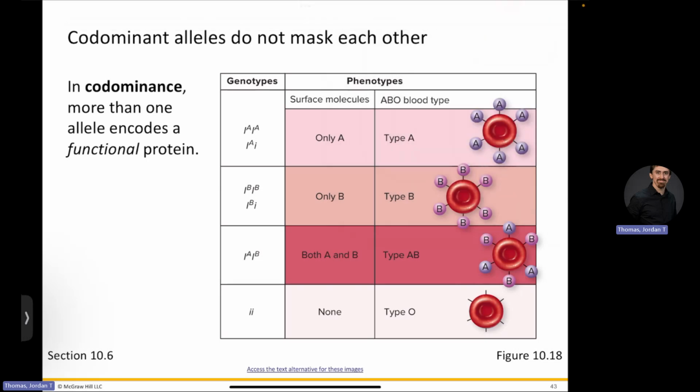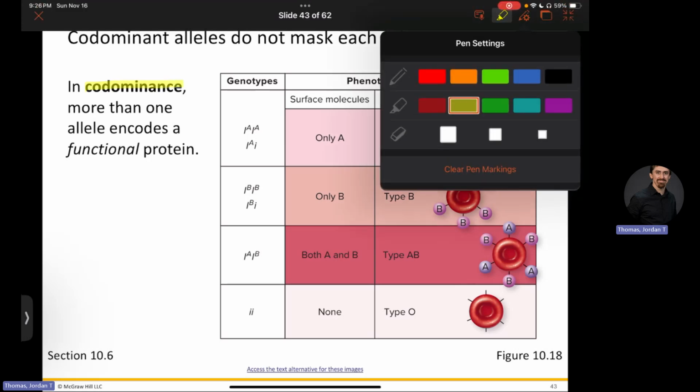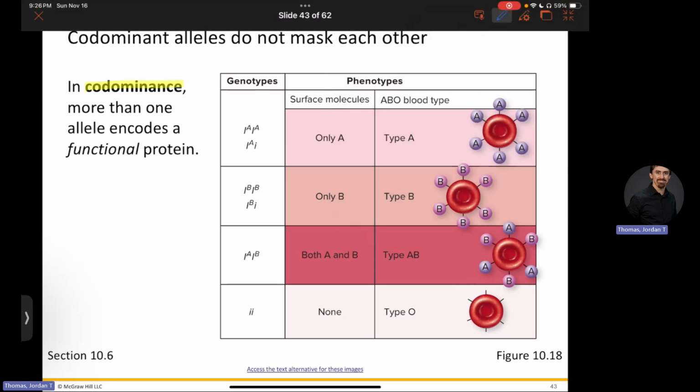The next example is codominance. Codominant alleles do not mask each other. In codominance, more than one allele encodes for a functional protein. So in codominance, all the dominant alleles are present. And a good example is blood type.